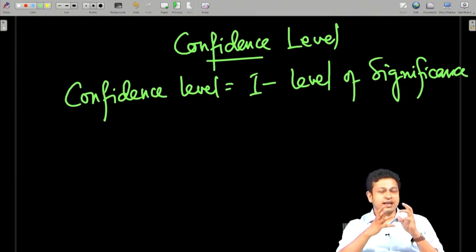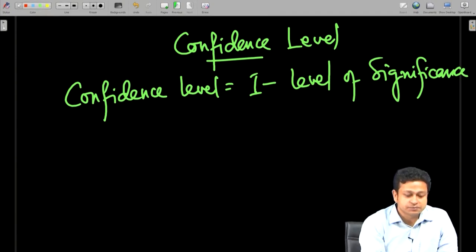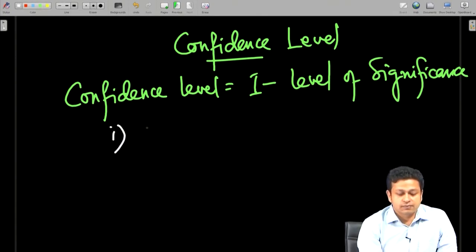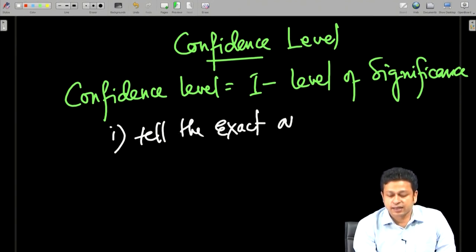Now, there are certain categories of the gamble. It is not just one category. There are different options the professor is giving you to play. I will write it down. One is that you have to tell the exact average height.